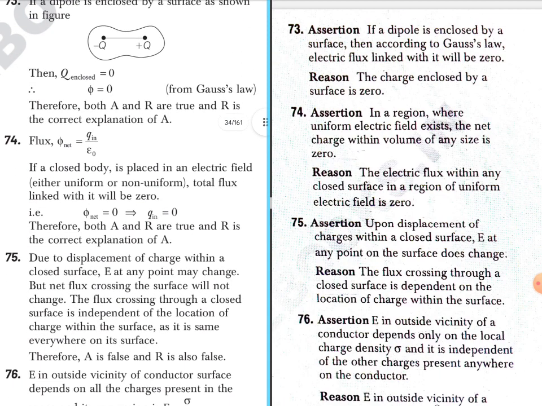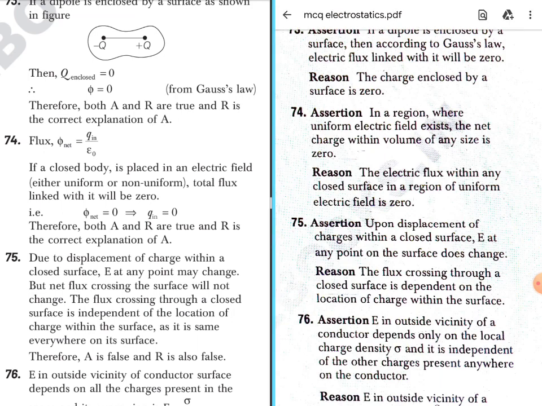74th question. In a region where a uniform electric field exists, the net charge within a volume of any size is 0. I didn't understand this question at first. In a region where the uniform electric field exists, the net charge within the volume of any size will be 0. Okay.